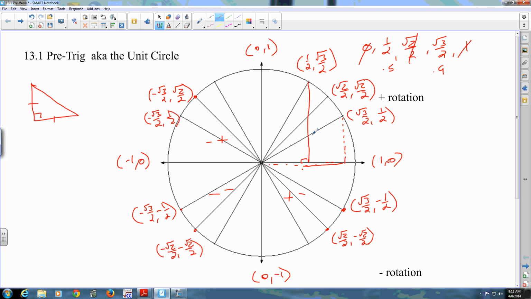You're farther up than you're over. So this is the bigger number and that's the smaller number. And it just transfers around. Negative a half, positive square root of 3 over 2. Transfer it straight down. So that would be negative a half, negative square root of 3 over 2. This one's going to be positive a half, negative square root of 3 over 2.